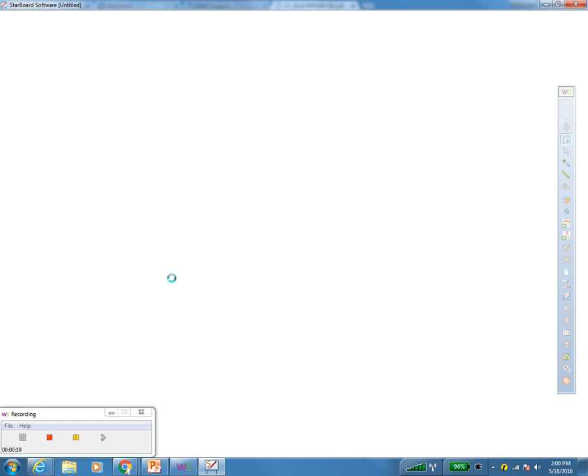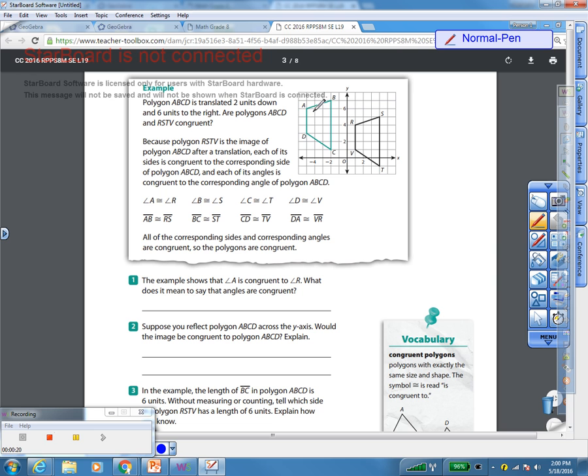So what you're going to explain here as you look at angle A and angle R, they're congruent. So what you would say is that they are the same. You could also say that the angles are equal to each other, and you would say they have the same measure, okay, or they correspond to each other.